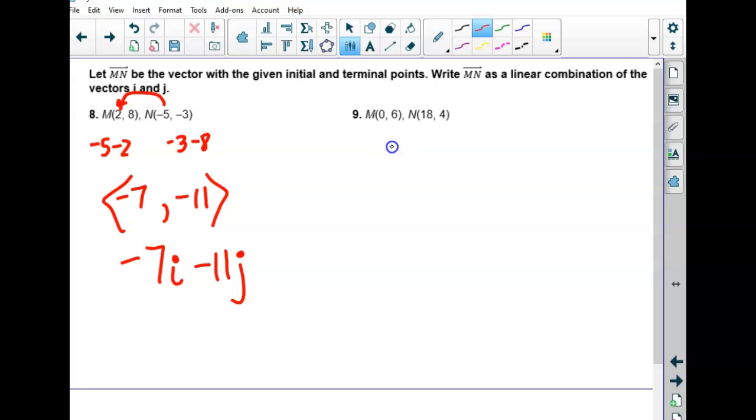Make sure you do it in the right order. Anybody have an answer? Oh, that's not an i, Hofbauer. Okay. Oh, yeah, that's a 0. 18 minus 0 was 18, and 4 minus 6 was -2. Okay.